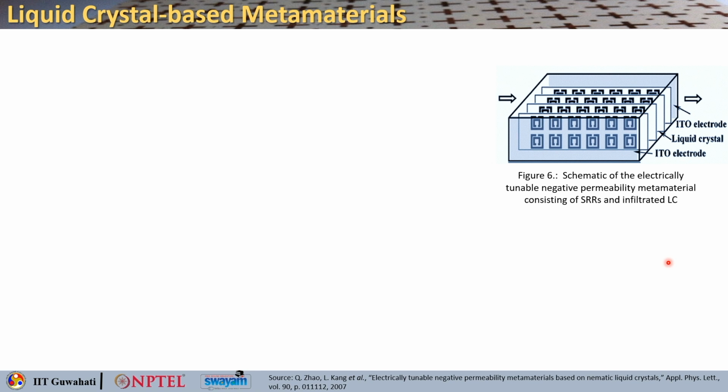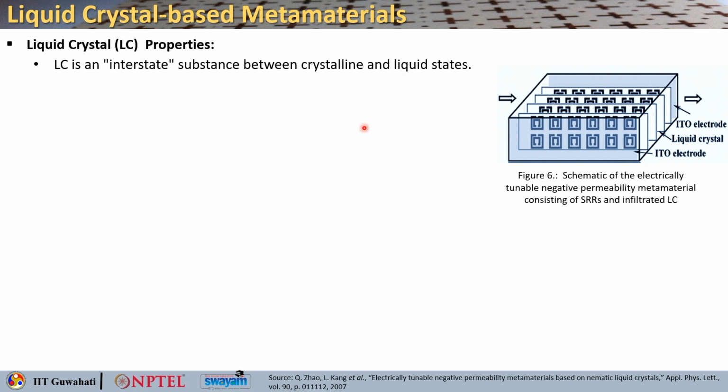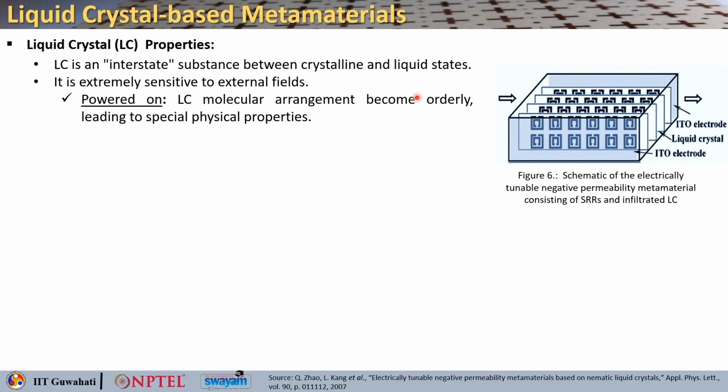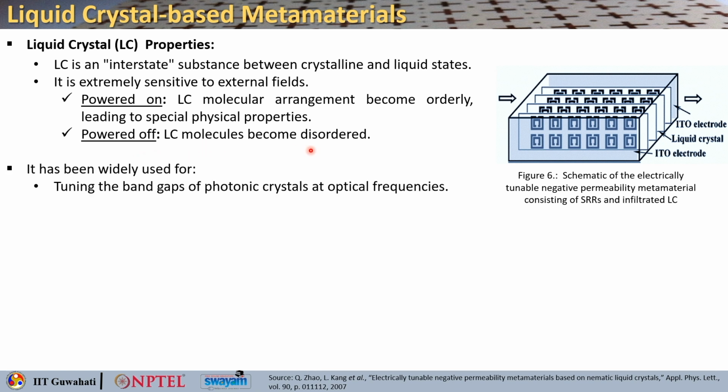Now, the last topic that we will be discussing today will be liquid crystal based metamaterials. Liquid crystal properties are very interesting. Liquid crystals are basically an intermediate state between crystalline and liquid states, and they are extremely sensitive to external fields. In the powered on state, when the field is present, the liquid crystal molecular arrangement becomes orderly, leading to some special physical properties. And in the powered off state, these liquid crystal molecules become disordered.